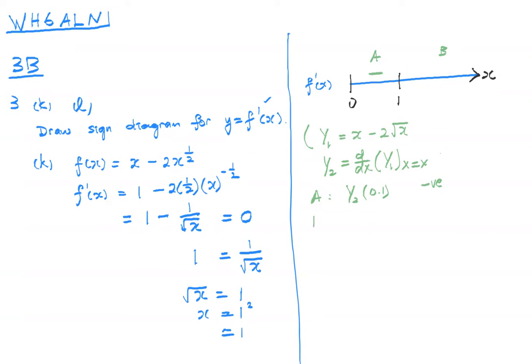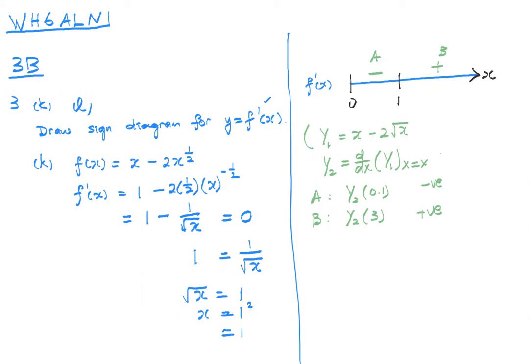Then for region B, you call out your Y2 again. You don't have to call it out, you can just press second enter. Then you change the value of X. Whatever is in the bracket, you change it to 2, 3, 4, 5, up to you, whichever number you want to put. So you got a positive value, am I right? So positive.